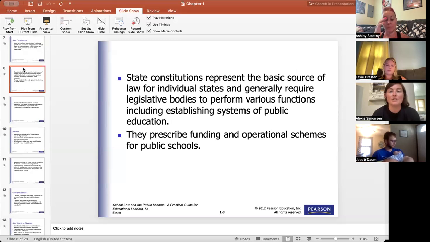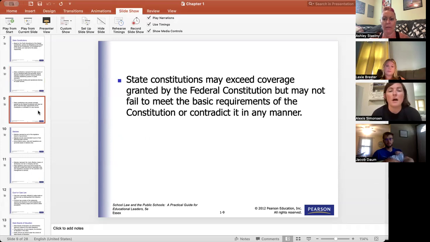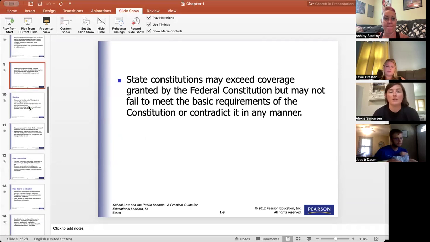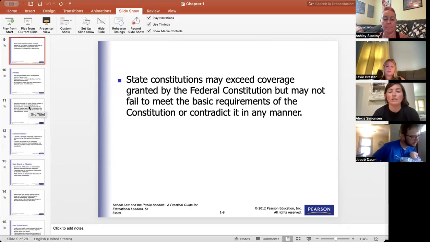Our state constitutions represent the basic source of law for individual states and generally require legislative bodies to perform various functions, including establishing systems of public education. This goes into funding and operational schemes for public schools. Our state constitution may exceed coverage granted by the federal constitution, but may not fail to meet the basic requirements of the Constitution or contradict it in any manner.